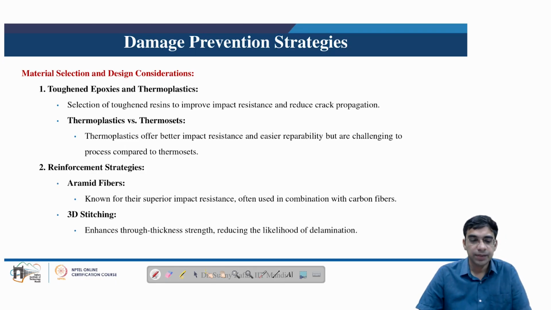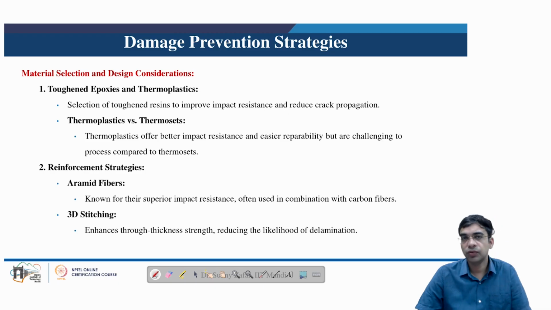Next is the damage prevention strategies. In the damage prevention strategy, the material selection and design consideration play a very important role. Here, use of toughened epoxies and thermoplastics is very vital. Selection of toughened resins can improve impact resistance and reduce crack propagation. Here, use of thermoplastics versus thermosets: thermoplastics are known to offer better impact resistance and easy repairability, but are quite challenging to process compared to thermosets because of their inherent high viscosity, which has poor wettability with the fiber.